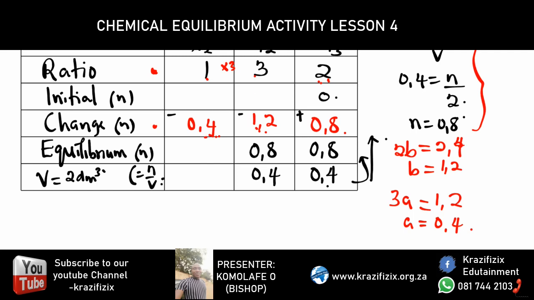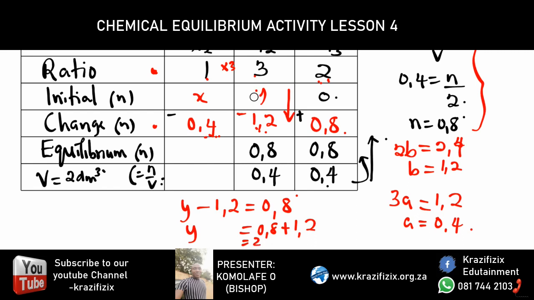Oh, by the way, I wrote y here, right? And I wrote x here. Let's solve this. Look at this line. Y, there's a minus there. Y minus 1.2 equals what? 0.8. Do you see I have my y already? Move that over. 0.8 plus 1.2 would give me what? 2. It means my original value here is 2 moles. All right. Now that's simple.